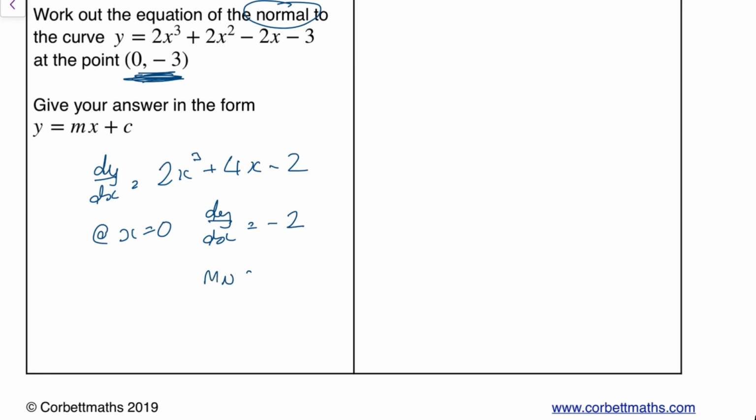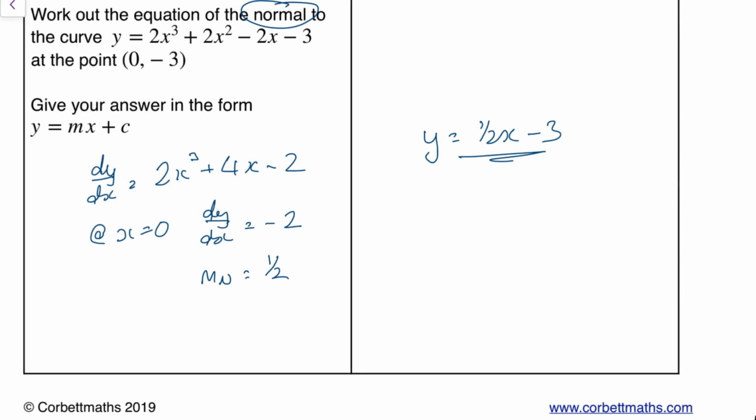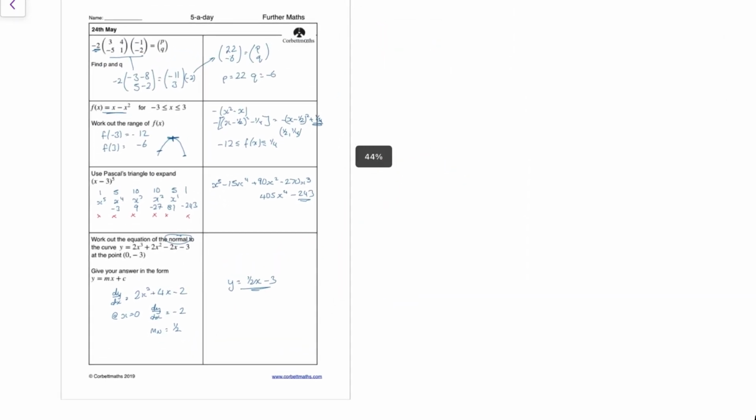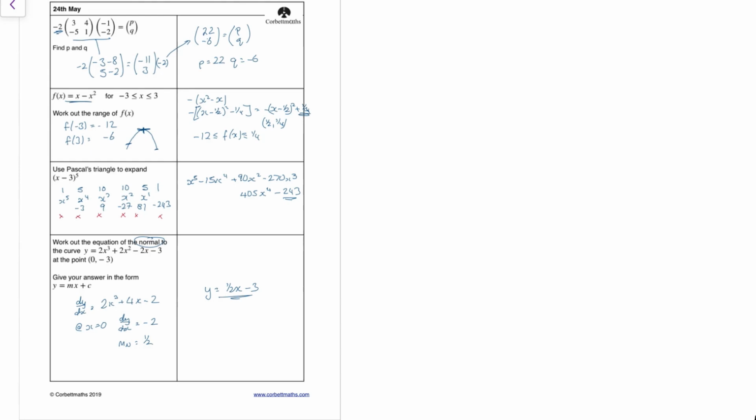So that means the gradient of my normal is the negative reciprocal, which is a half, which means the equation of my normal is going to be y equals a half x minus 3. And how do I know it's minus 3? Because this one is my c term, because the x value is 0. So that must be where it crosses the y-axis. A clever, easy-looking question at the end there. I quite like the way they did that.